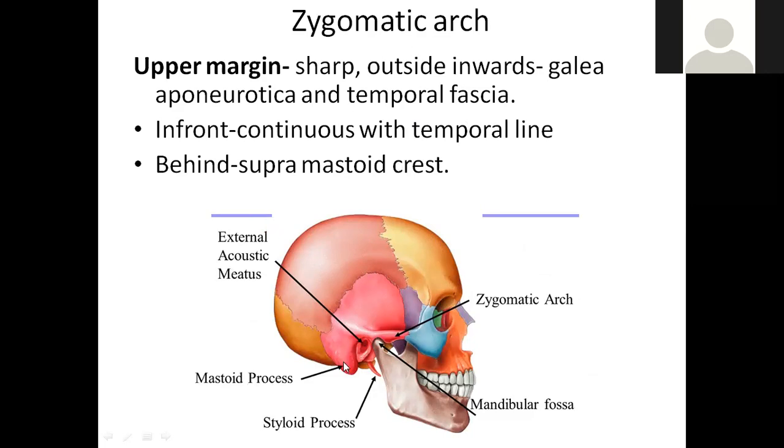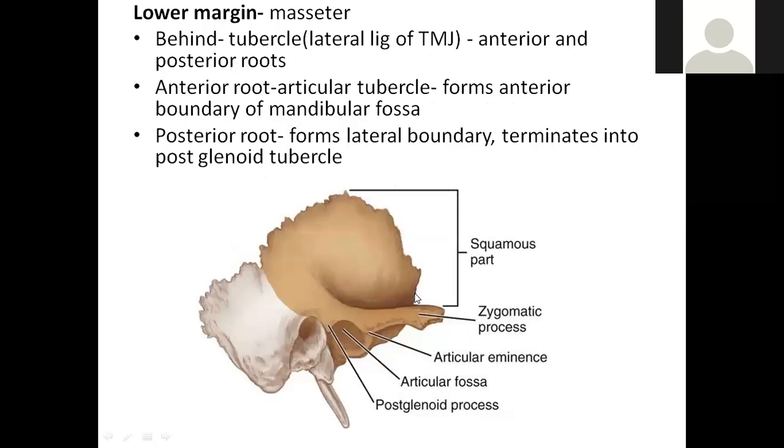This zygomatic arch in front is continuous with the superior temporal line. Behind, if you continue this, it becomes the supramastoid crest area. The zygomatic arch behind is in continuation with the supramastoid crest. Now here two bones are shown exclusively. One is the temporal bone, and this is part of the temporal bone only. So you are finding the lower margin. Of course, here you will see the attachment of masseter.